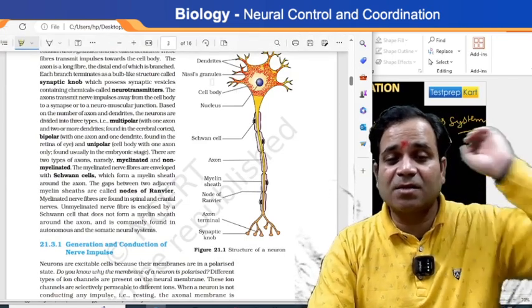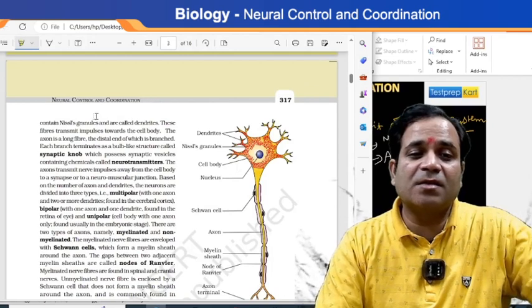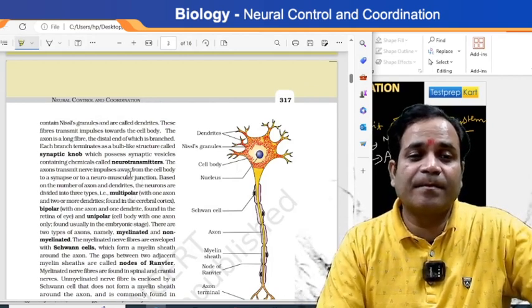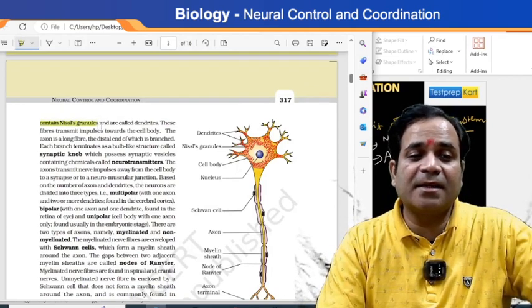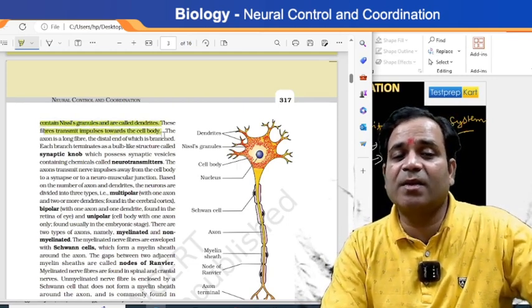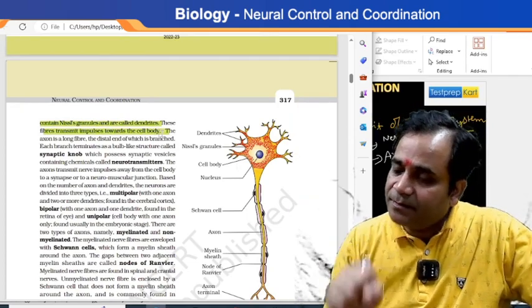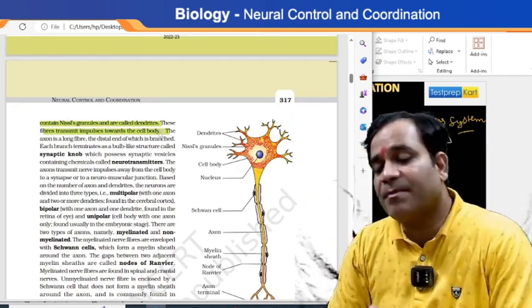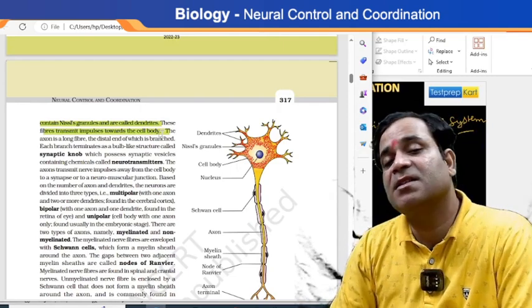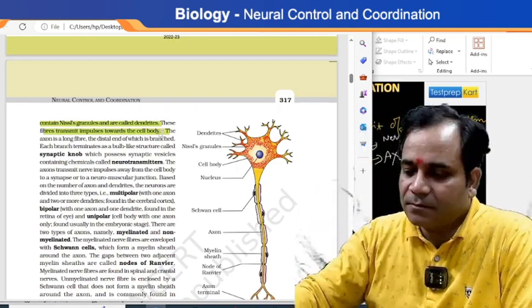In dendrites also. See here. Those that contain Nissl granules are called dendrites. And these fibers transmit impulses towards the cell body. So whatever impulses are carried by the neuron, that part is known as the nerve cell, or the neuron. Okay, so the thing is clear.